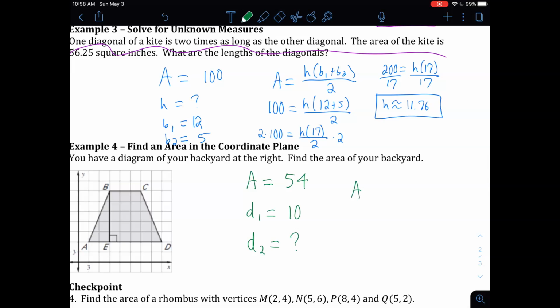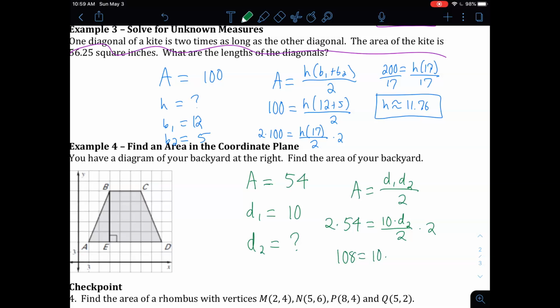We know the area of a kite is diagonal 1 times diagonal 2 all over 2. Okay? So what am I going to plug in for area? Area is 54. Diagonal 1 we know, which is 10, times diagonal 2, which we don't know, all over 2. Okay. Now, how do we solve for diagonal 2? We've got to get rid of that 2 in the denominator, so the same thing we did before, we're going to multiply by 2. 54 times 2 is 108.